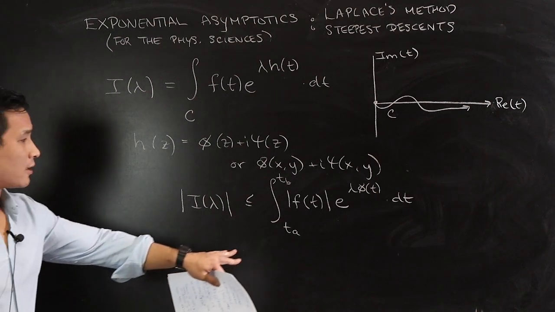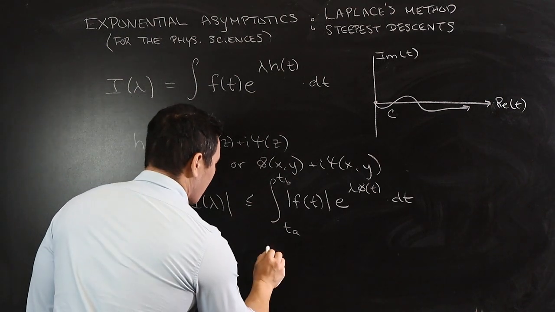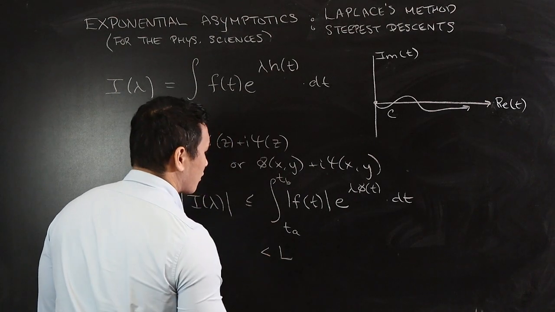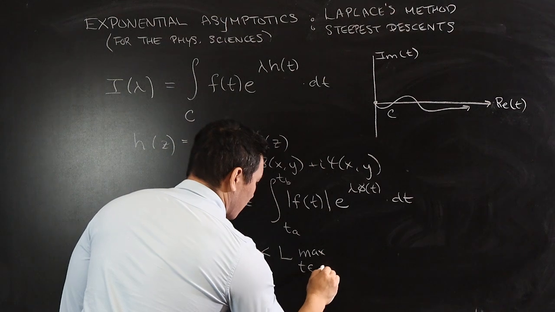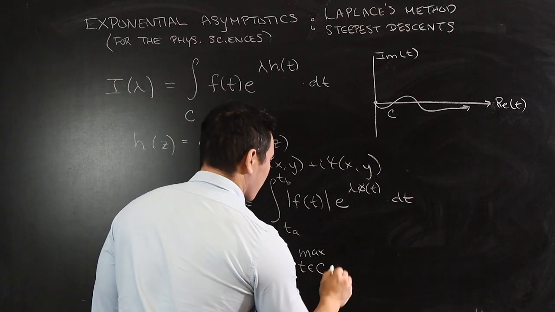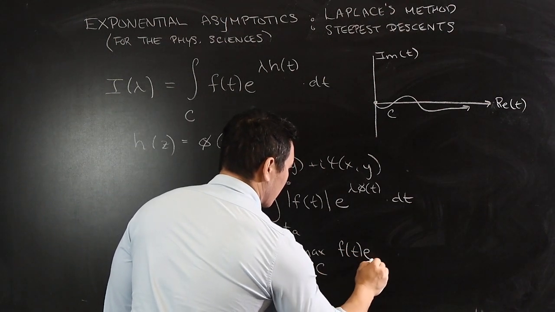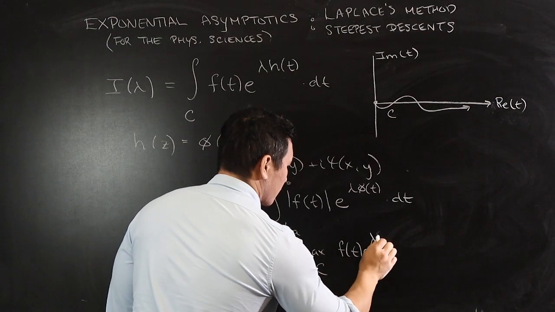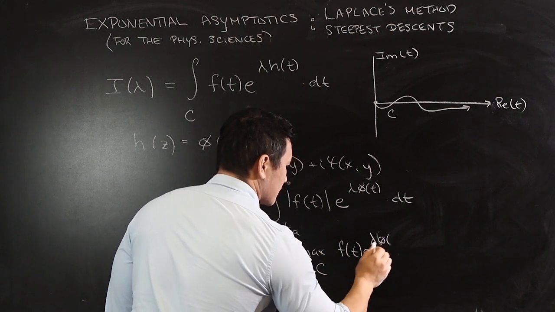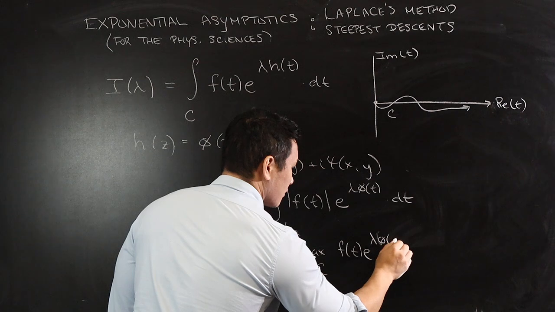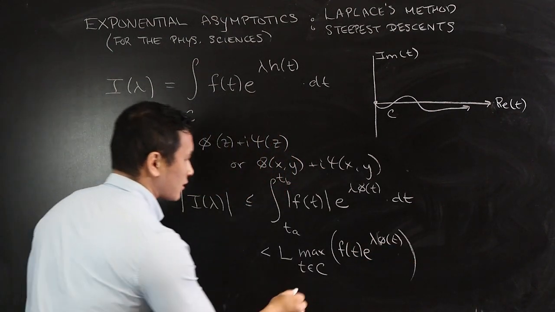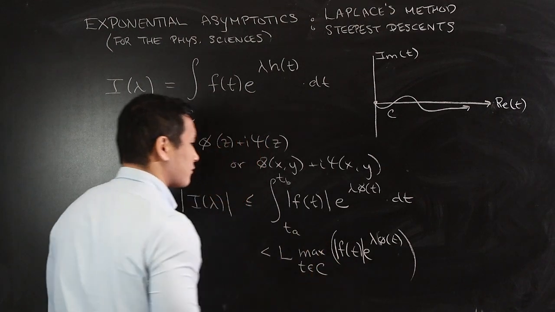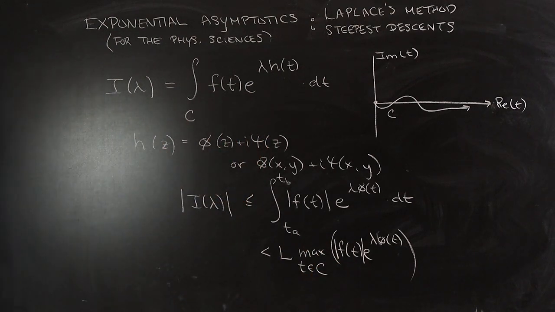Now, this thing here has to be less than L, the length of the curve, times the maximum over that curve of the argument. I mean, essentially, this is the worst it can be. I guess I should take a mod here. So I just replace every point by the maximum of phi along that value, right?